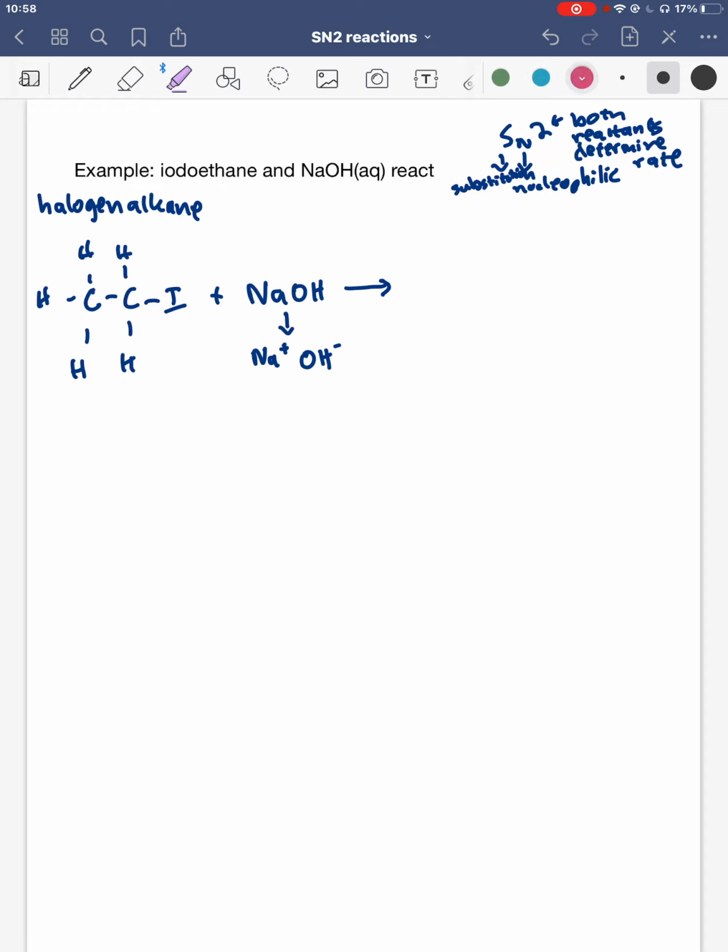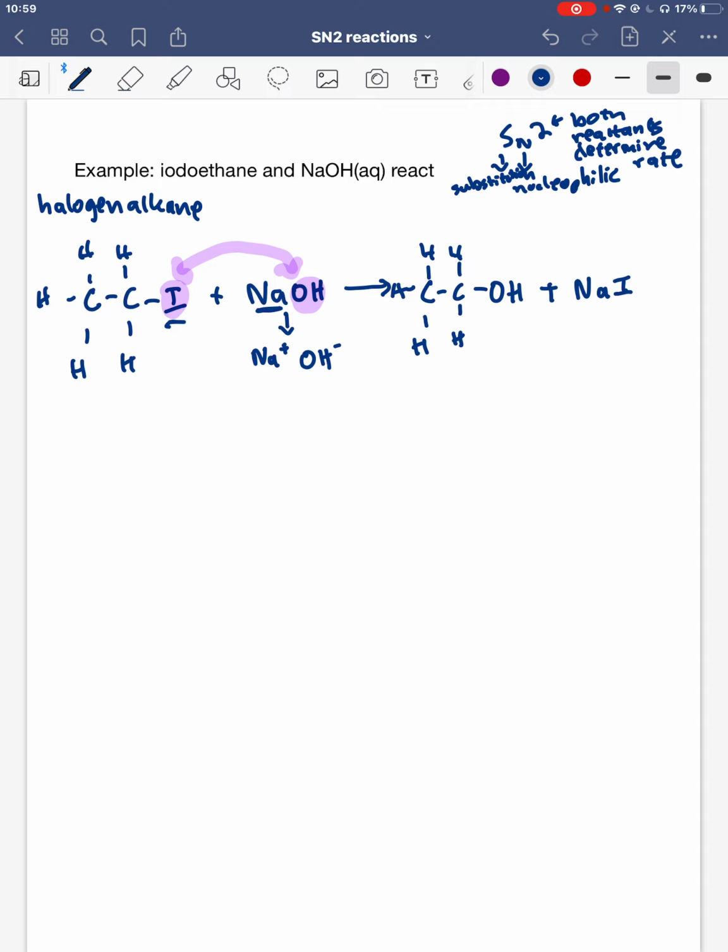I have a substitution reaction. What does that mean? Well, it means that my OH is going to substitute with my iodine. What will that look like in my final product? I'll have the same carbon chain, and I get a substitution. Instead of an iodine, I have an alcohol there, and then everything that's left over will get together. So my sodium ion and my iodide, and I'll form sodium iodide.